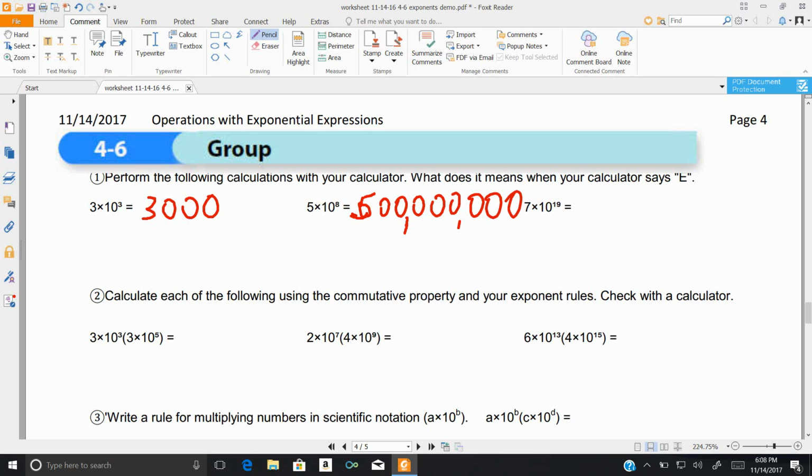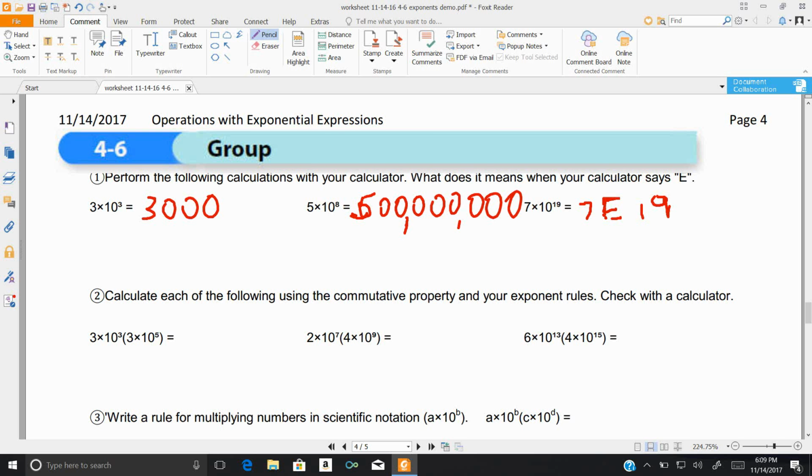And if we put 7 times 10 to the 19th in our calculator, most calculators will say 7e19. And as you might guess, that just means 7 times 10 to the 19th. Some of your calculators actually say times 10. Some of your calculators use a small e. But when your calculator does things in scientific notation, it will tell you that. The last two numbers will be the exponent, and what comes before it is the number that you multiply times 10 to that power.